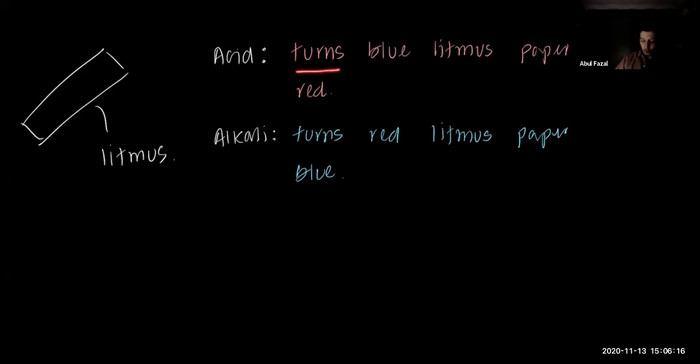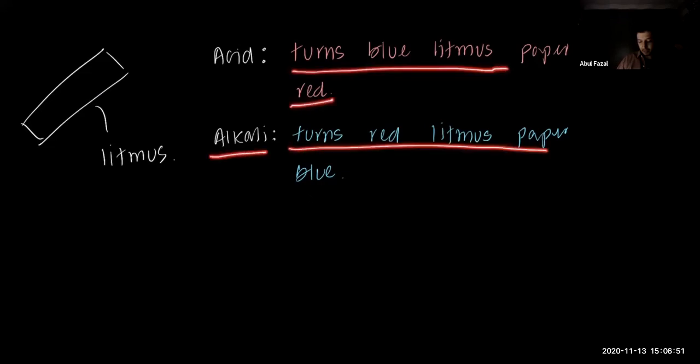So litmus paper has some coating on it. I don't know what exactly that coating is, but it changes color in the presence of an acid or in the presence of a base. So if you have a blue litmus paper, it'll turn red, which is kind of confusing because I think litmus paper starts out yellow, like I've seen it. But how people generally say it is that an acid will turn blue litmus paper red, whereas in the presence of an alkali it'll turn red litmus paper blue.